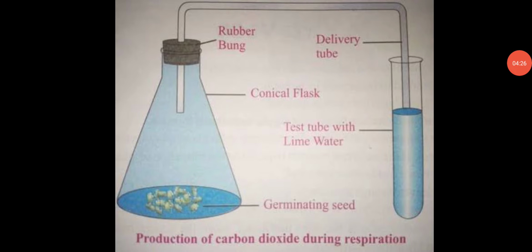You can see here the arrangement of germinating seeds. You can see lime water is taken in the test tube. When germinating seeds are present and the flask is closed, the carbon dioxide gas produced moves into the lime water and turns it milky. This is about our lesson, respiration in organisms.